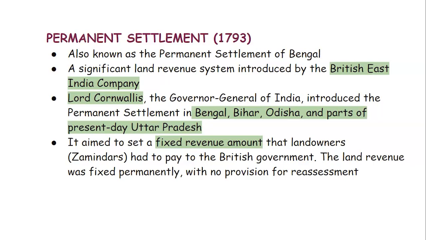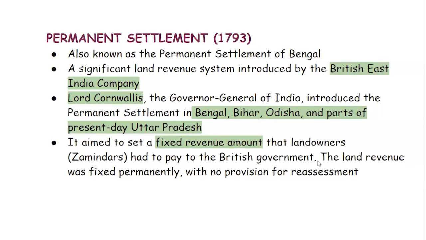So this is permanent settlement. It was a land revenue system introduced by the British East India Company. Who introduced it? Lord Cornwallis. And it aimed to set a fixed revenue amount that landowners or zamindars are to pay to the British government.